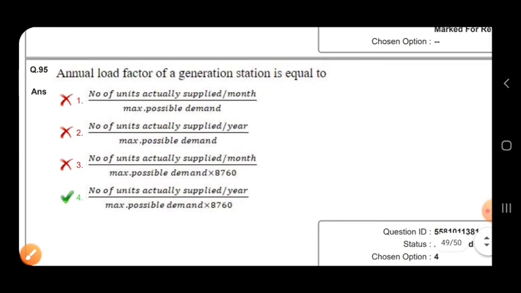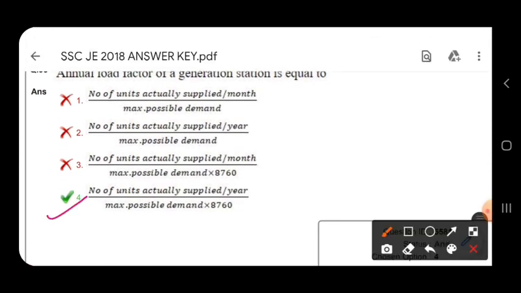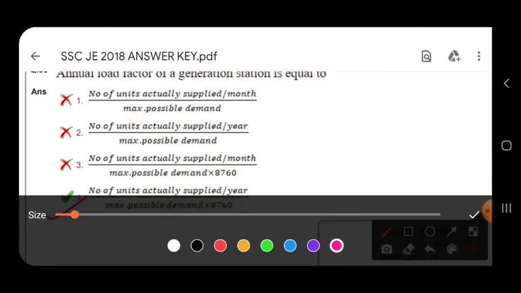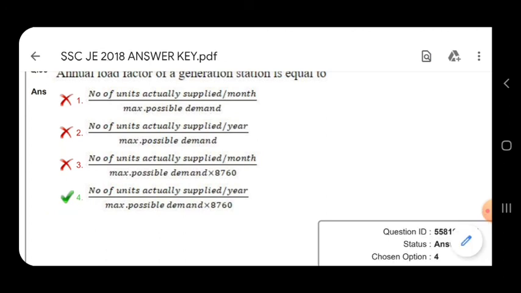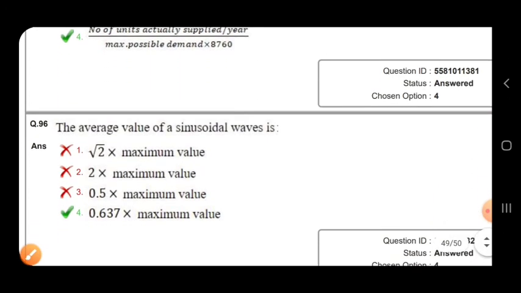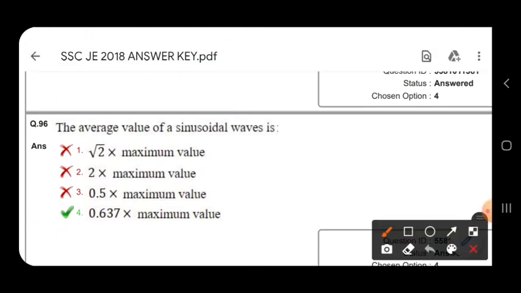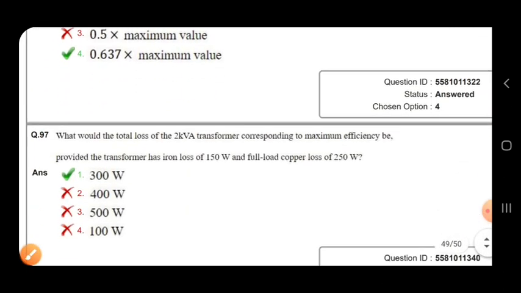Annual load factor of a generating station is the number of units actually supplied per year divided by maximum possible demand into 8760, that is the total hours in a year. The average value of a sinusoidal wave is 0.637 multiplied by the maximum value.